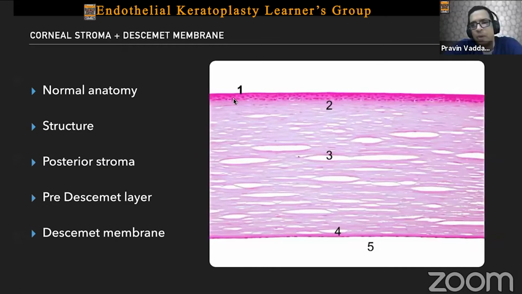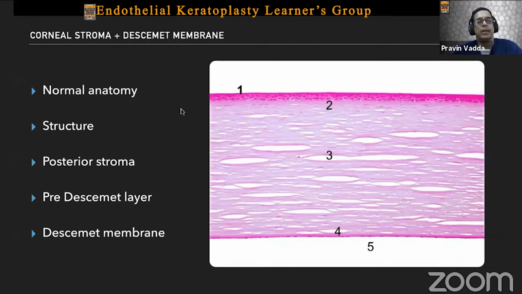Obviously, I'm not going to be able to cover all of this in 10 minutes. But what I will do is avoid speaking about the normal anatomy because all of you probably are already aware of that, and focus more on the structure of the stroma and how it affects surgical outcomes, with more focus on the posterior stroma and the pre-Descemet's layer, which is the area of our focus now, and about the Descemet's membrane as well from the perspective of surgery.